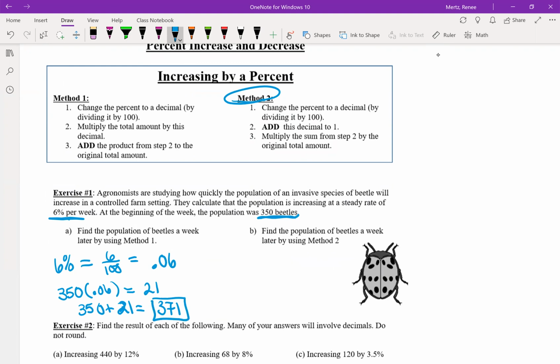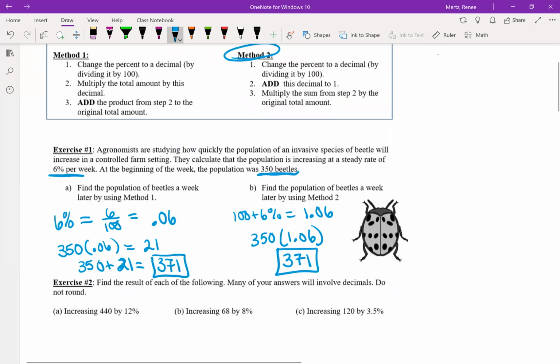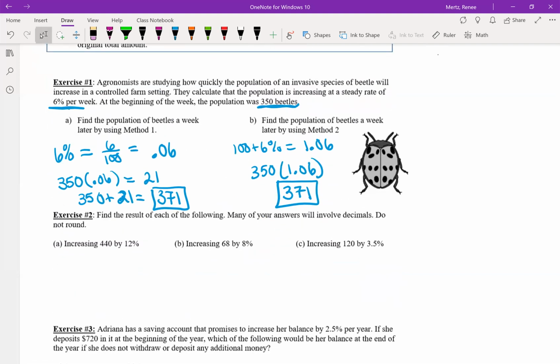So I definitely like method 2 better because in this one it's one fell swoop. So I'm doing 100 plus 6% to get 1.06. So I changed the percent to a decimal and I added it to 1. So I'm going to multiply the 350 beetles, the initial population, times 1.06. When I type that in, I get 371. So I like that strategy better. It's less clunky.